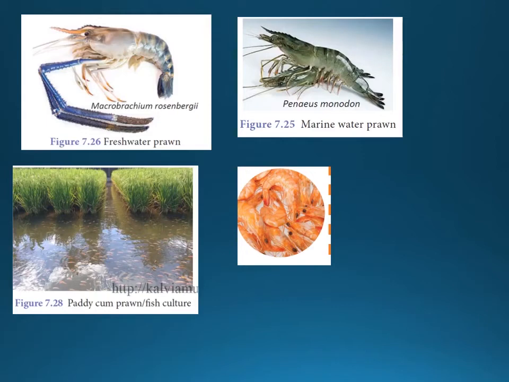Shrimp means the small young prawns. When they grow big, they become prawns. If it is a freshwater prawn, this will be the size. If it is a marine water prawn, this will be the size. I hope you understand. So this is called shrimp. Now this is paddy cum prawn and fish culture. In the paddy field, water is retained, so fish culture can be done in the paddy also. We studied that in the previous presentation.